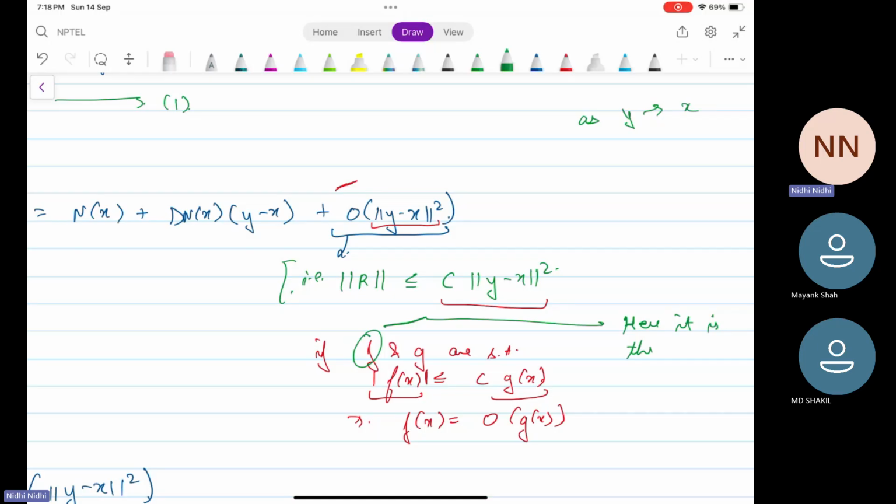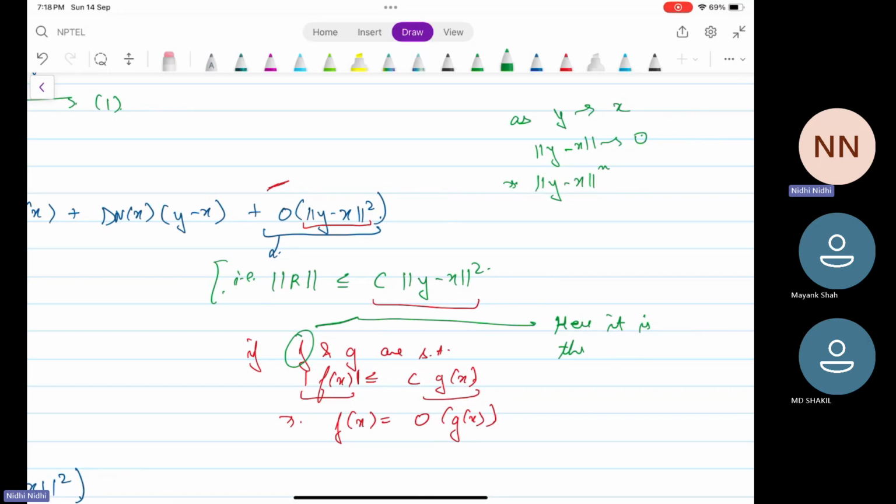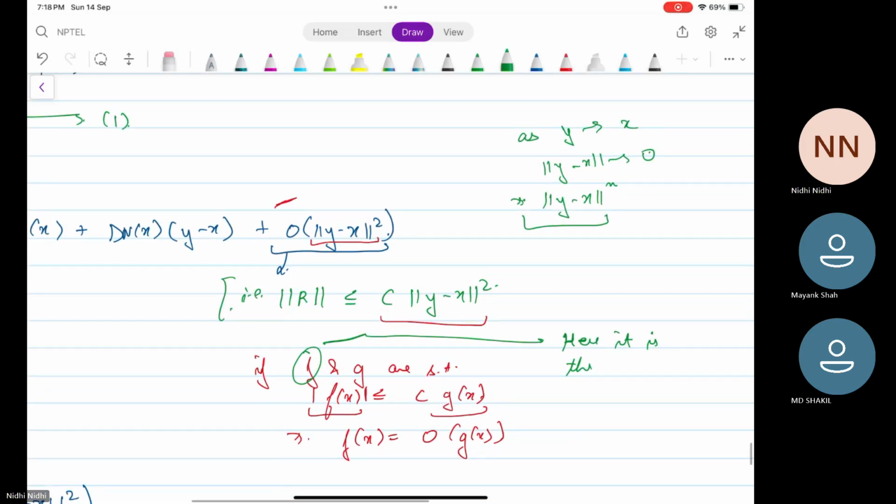That means when y is closer to x, we have y minus x tending to 0. That means y minus x is some term that is very close to 0. That means clearly it is lesser than 1. So that will give us that y minus x to the power n, so the remainder term has this kind of term, no? This will be lesser than or equal to norm y minus x square for every n greater than or equal to 2, because this term is small.